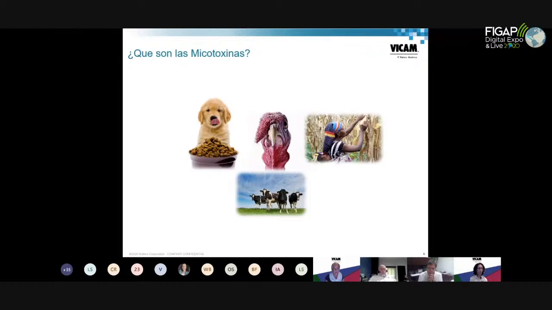And a number of people died in Kenya in 2013 from eating very high levels of aflatoxin in the corn and the maize they were eating.